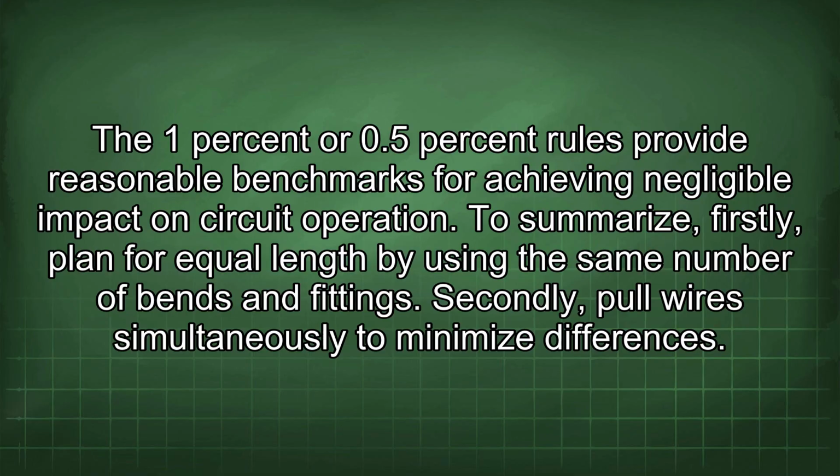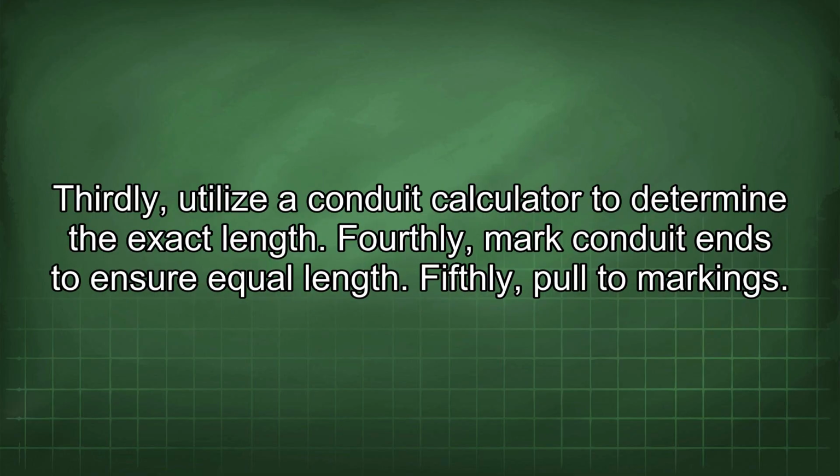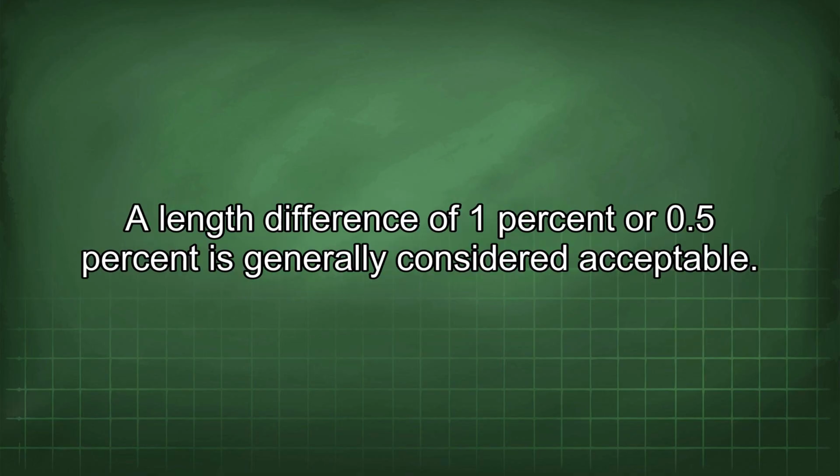To summarize, firstly, plan for equal length by using the same number of bends and fittings. Secondly, pull wires simultaneously to minimize differences. Thirdly, utilize a conduit calculator to determine the exact length. Fourthly, mark conduit ends to ensure equal length. Fifthly, pull to markings. A length difference of 1% or 0.5% is generally considered acceptable.